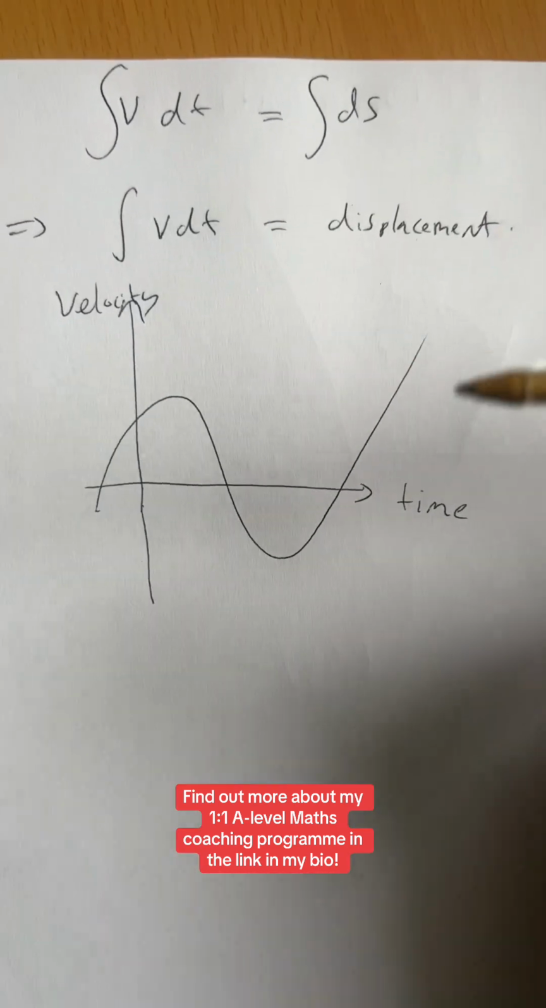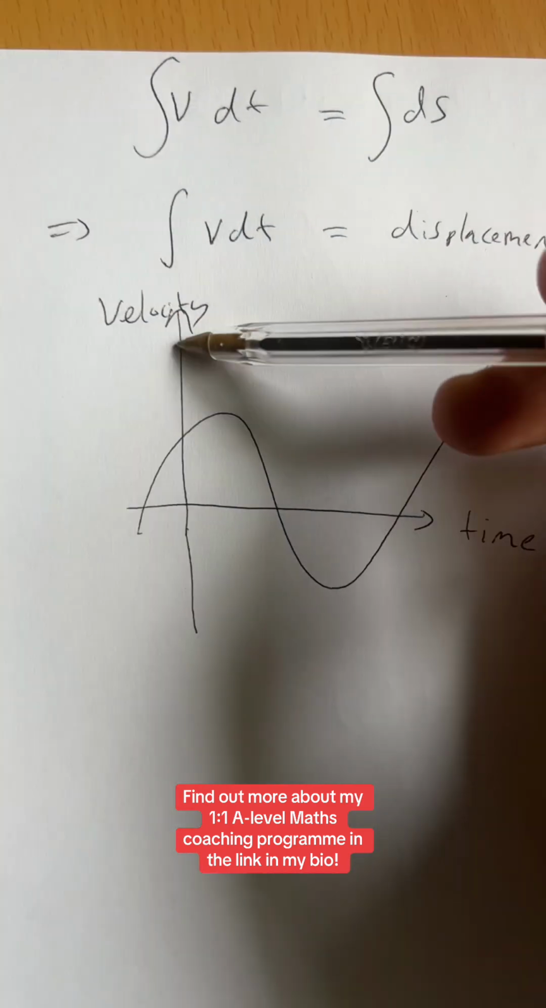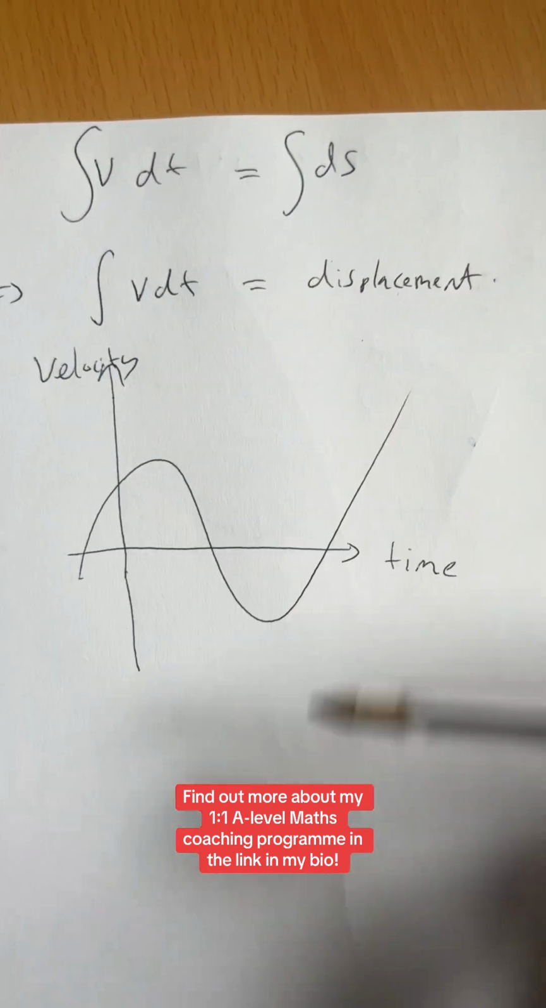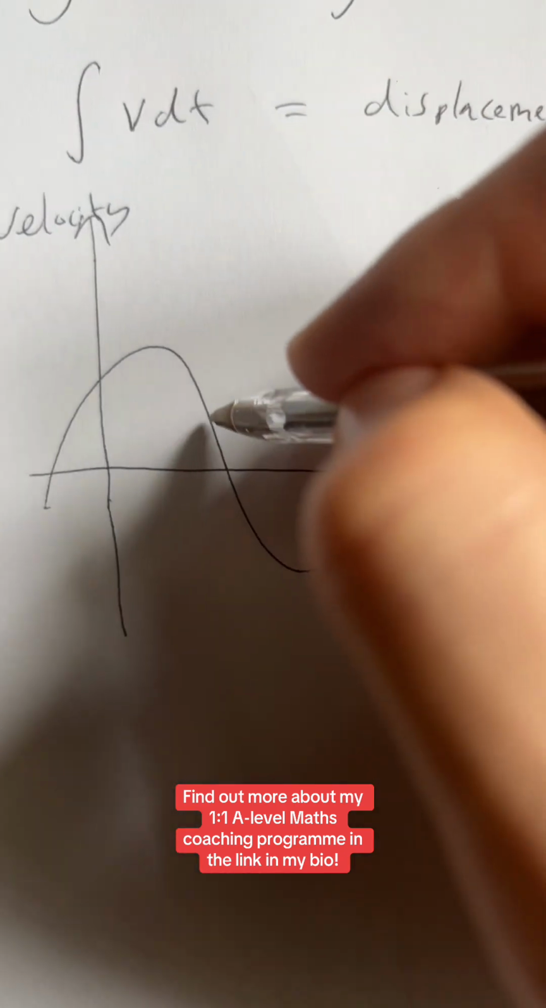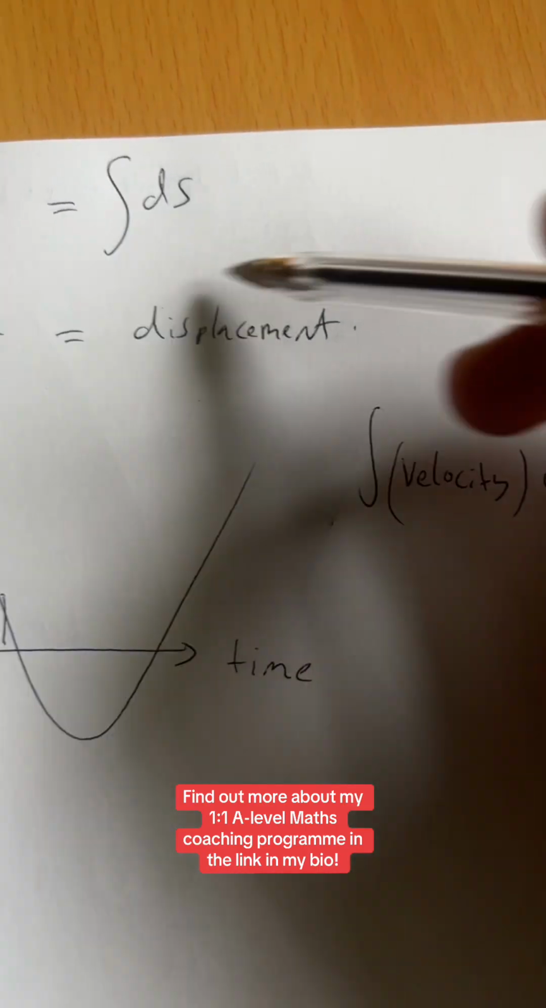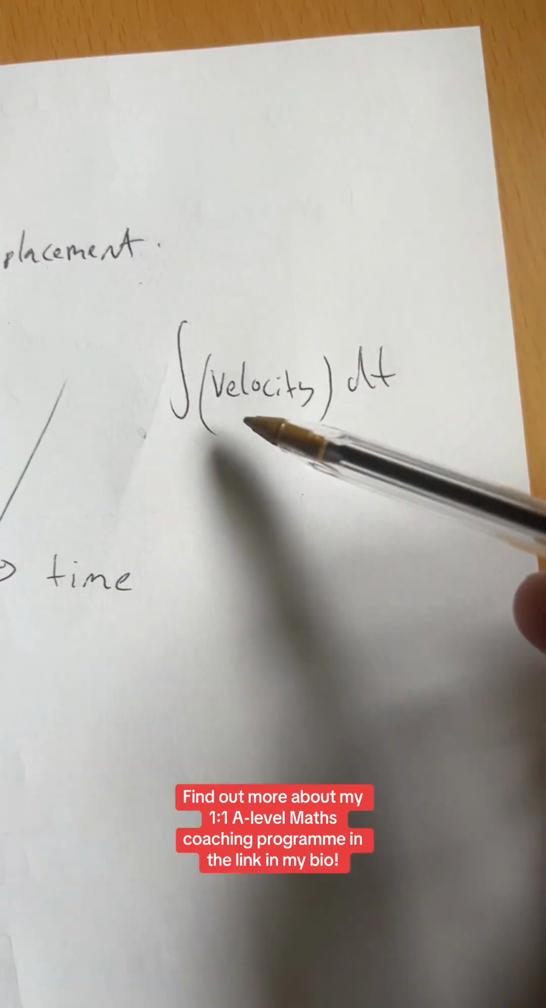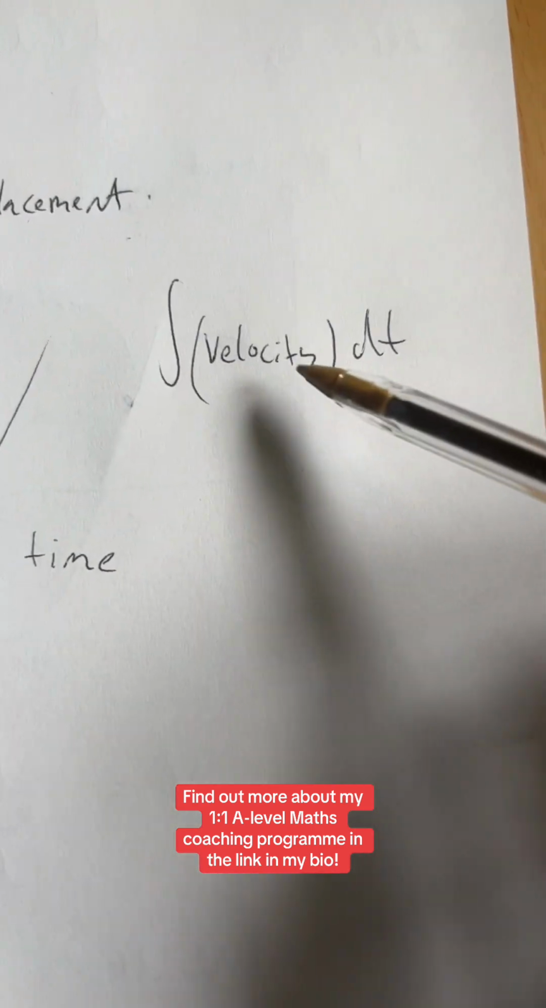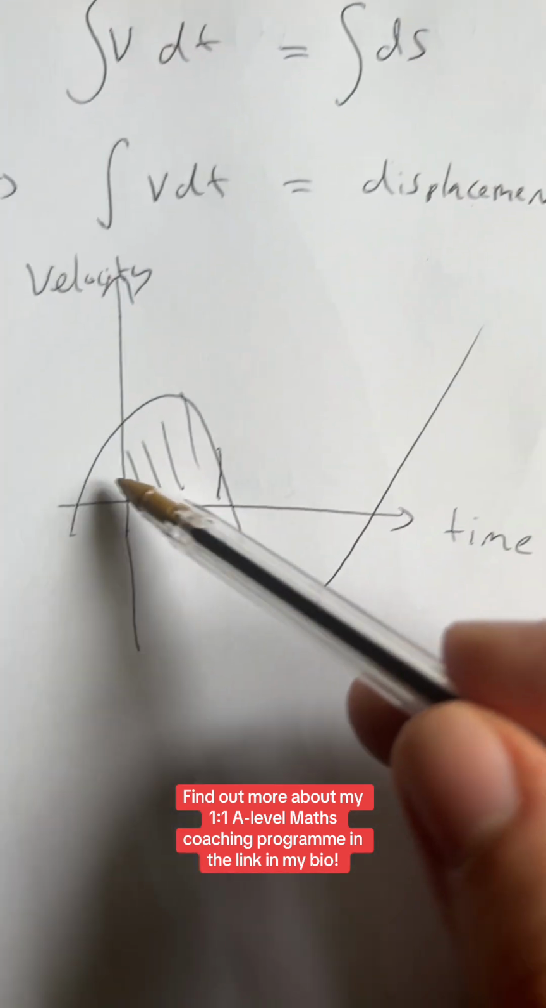And so that is the precise reason why, when you have a velocity time graph, to get the displacement, you work out the area under the curve. And that is the precise reason why. So again, your displacement is equal to the area under this curve, the integral of velocity as time goes on.